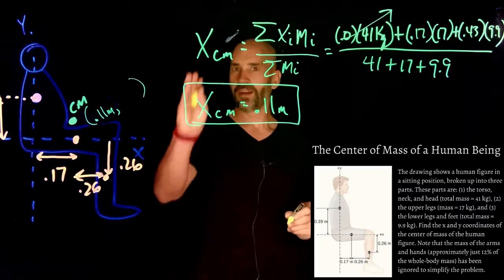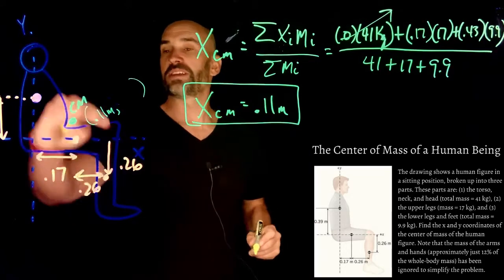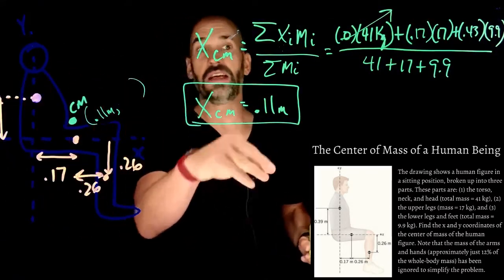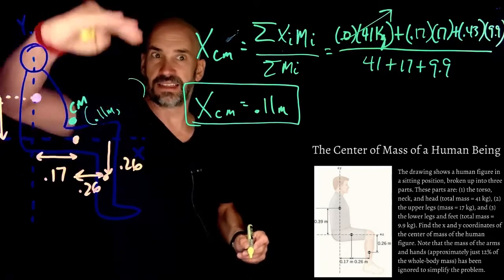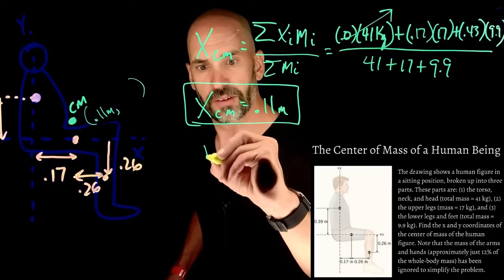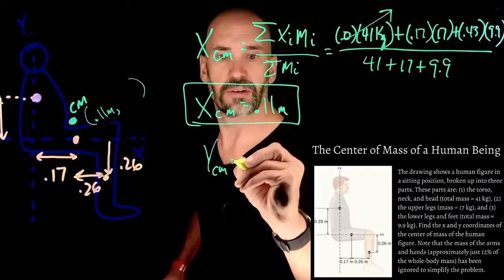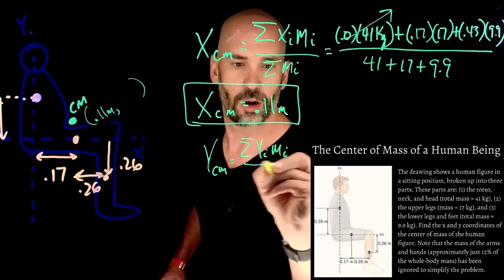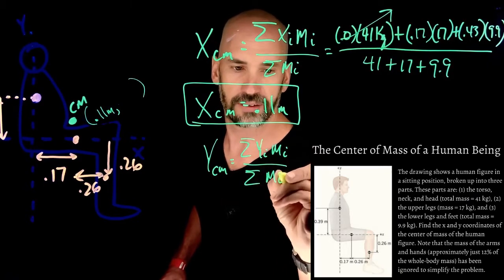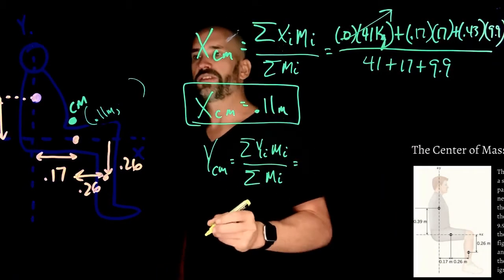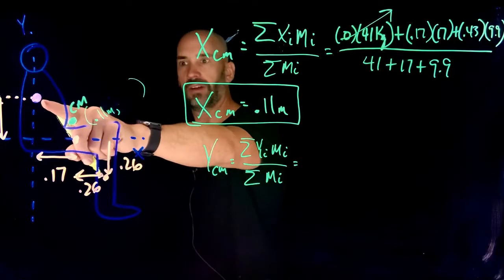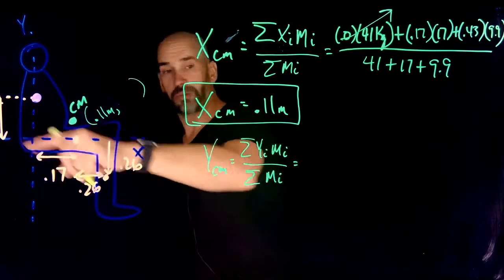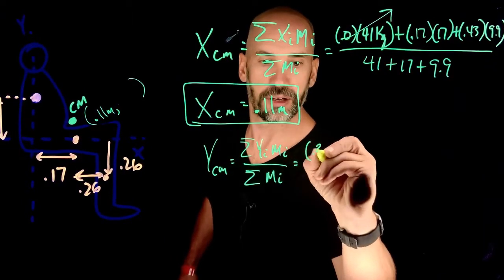Cool? Halfway there. Now we've got to do the same thing for the up and down. So this gives us the coordinate of the center of mass in this dimension. Now we want to find the coordinate of the center of mass in this dimension. So let's do it. We have the y center of mass is now equal to the sum of my y's times my mi's, all over the sum of all of my masses. Well, what is the y coordinate of the torso, head, and neck? Well, 0.39.